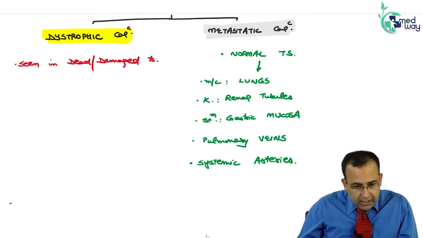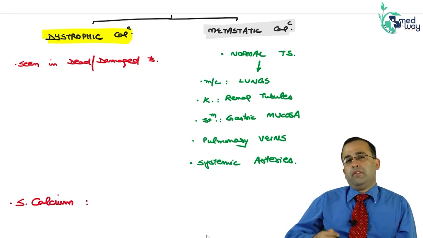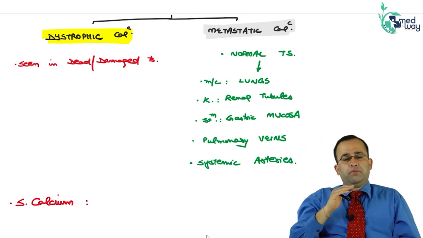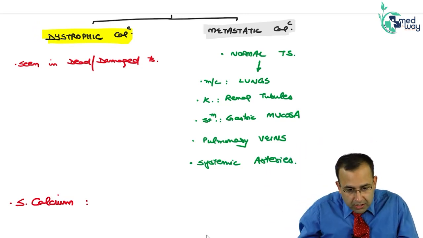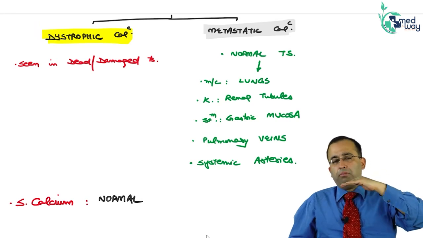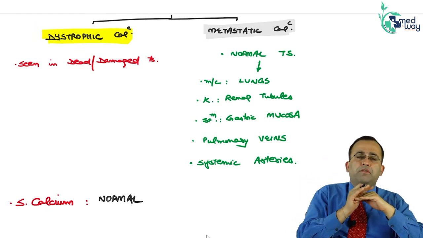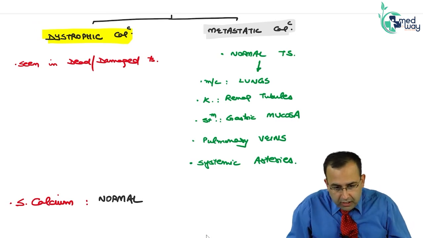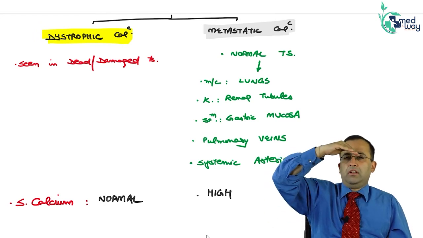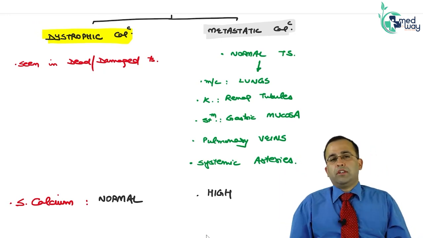Next point, serum calcium. Calcium levels in the blood. Serum calcium in dystrophic calcification: low, normal or high? It is normal. Think of it yourself. In the blood, serum calcium was normal, but it goes and gets deposited in dead or damaged tissue. Versus metastatic calcification, where serum calcium is high. That is why it is going and getting deposited in normal tissues. That is metastatic calcification.